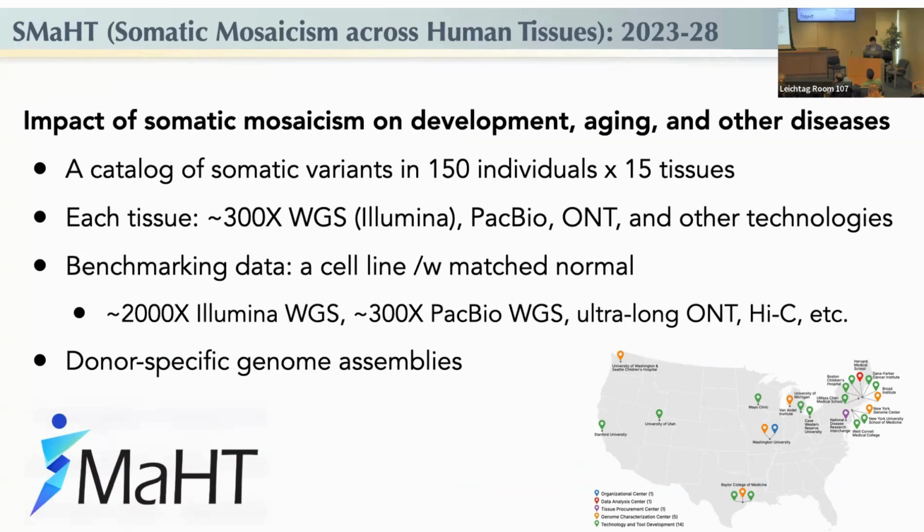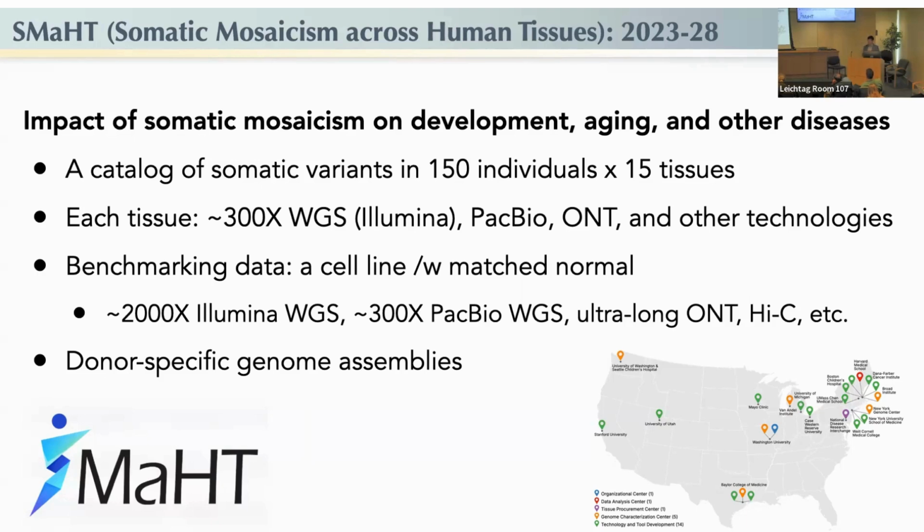we are part of this consortium called Somatic Mosaicism Across Human Tissues, SMaHT. I had nothing to do with the name; somehow NIH came up with this. It's one of these Common Fund projects, like ENCODE, GTEx and Roadmap Epigenomics, where different NIH institutes pool money to do a project of shared interest.